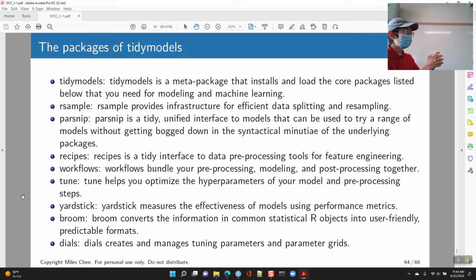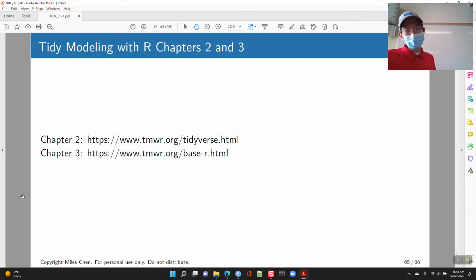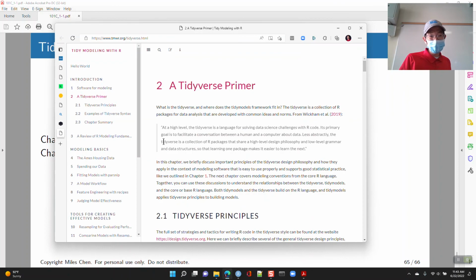Parsnip's kind of like your translator, your C3PO, that says, I can interact with all of these different packages and allow you to just use one form, and I'm going to translate it into what needs to happen for these different packages. So it's really great in that regard. Okay, you've got workflows and Tune that will help you figure out your parameters, and Broom, which converts the output of R objects into data frames and stuff. So let me just show you.